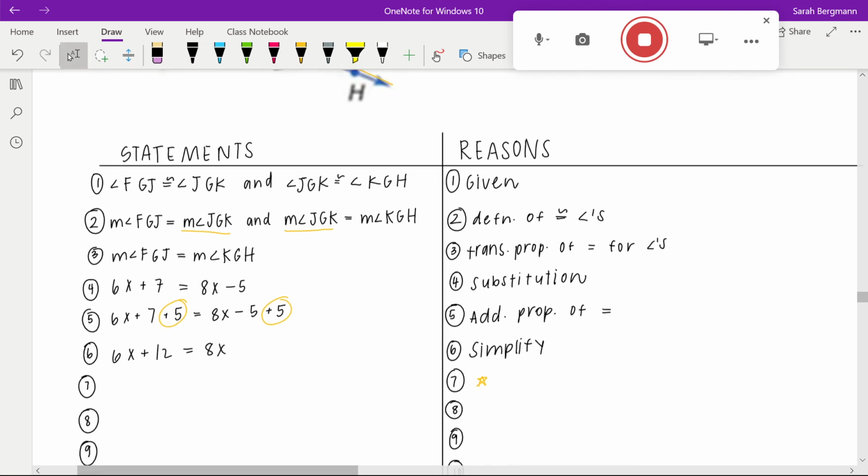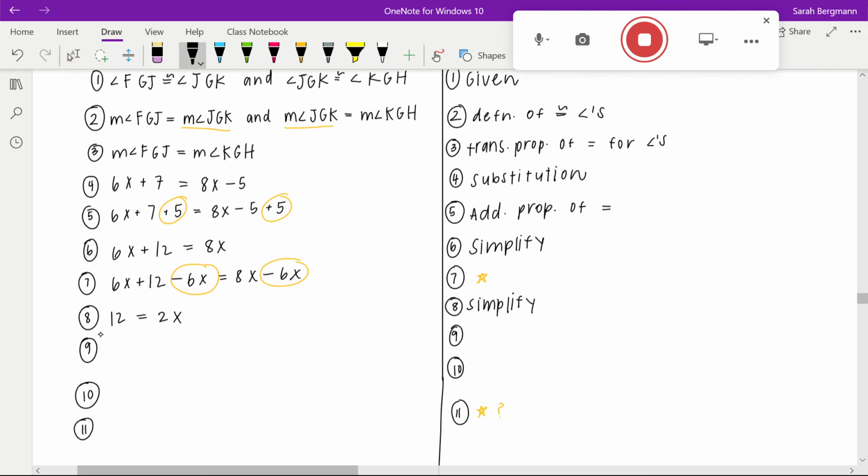Next, I want to get all the x's on one side, so I'm going to subtract 6x on both sides. Can you tell me what is the name of the property that tells us you are allowed to subtract the same quantity on both sides of the equation? Next, let's simplify. So we'll get 12 equals 2x.